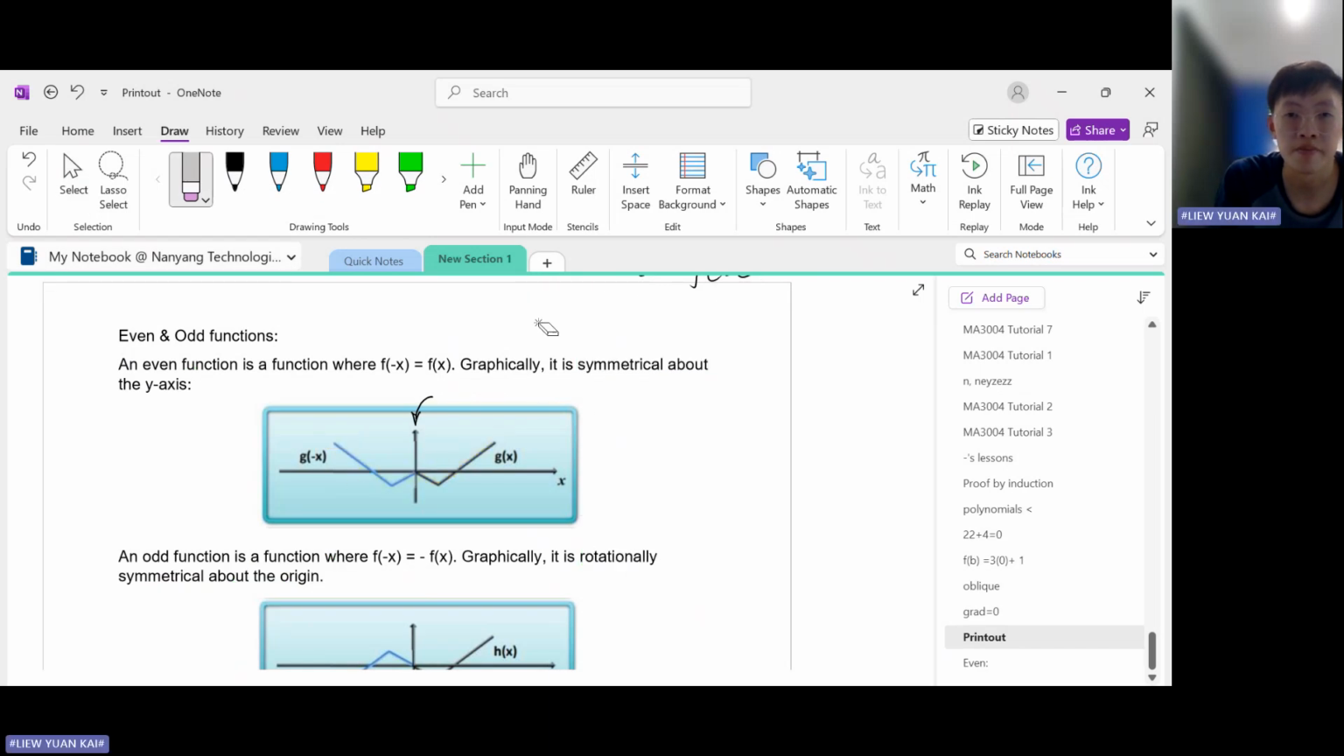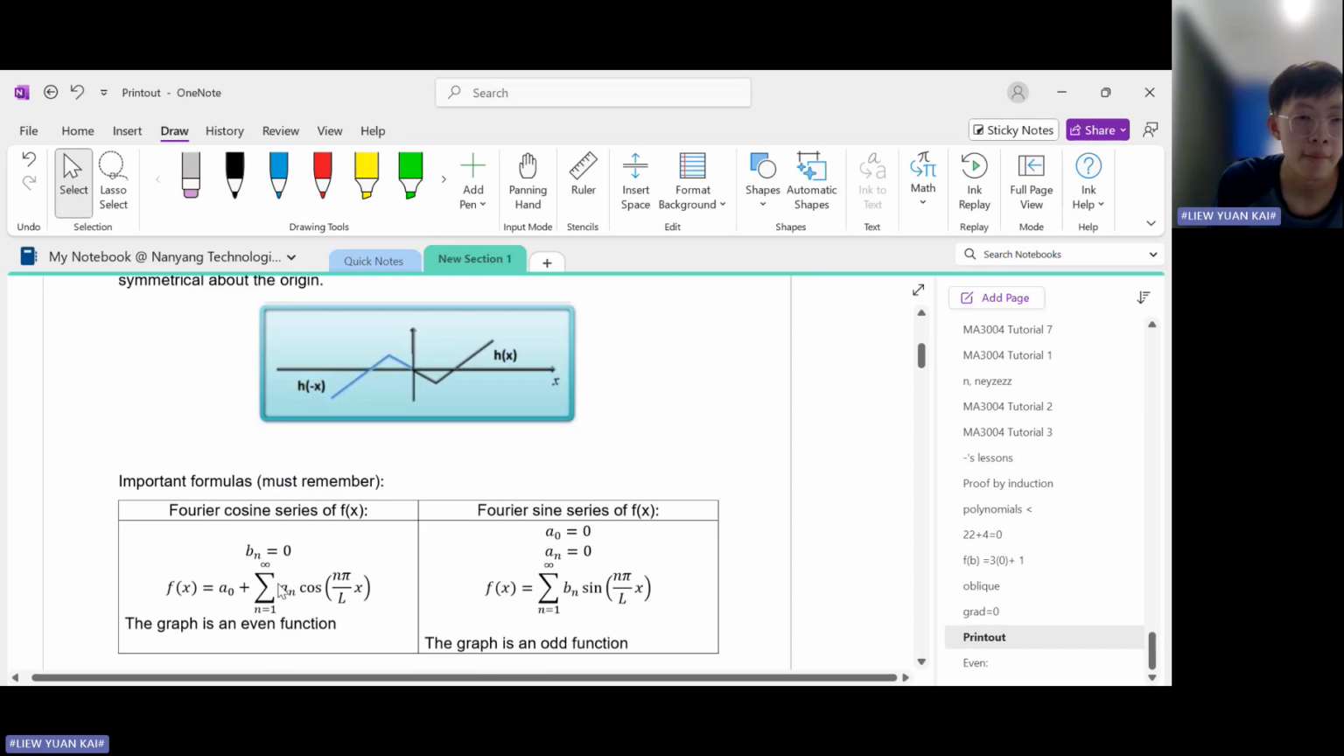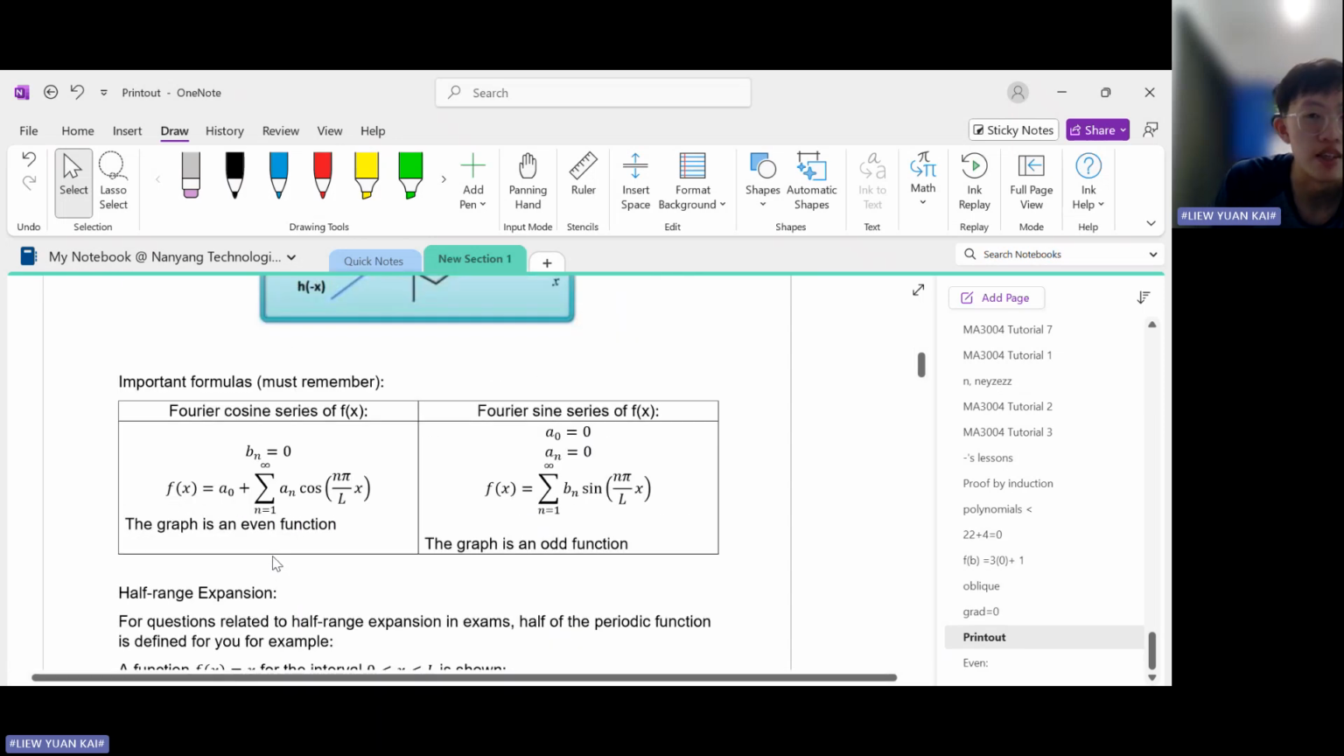So having said this, these are important formulas that you need to remember.